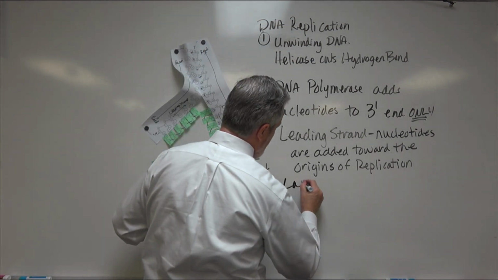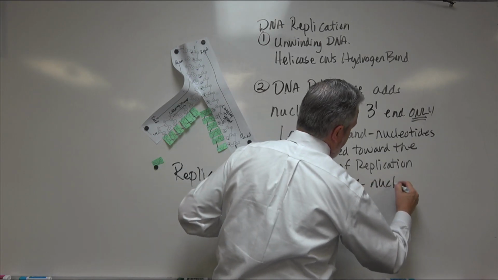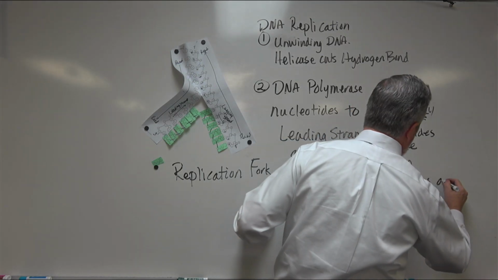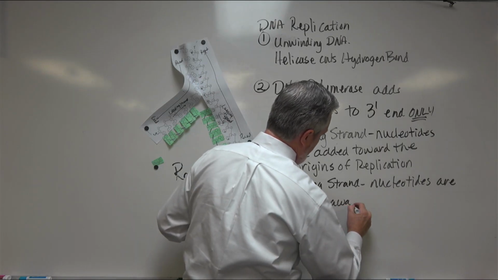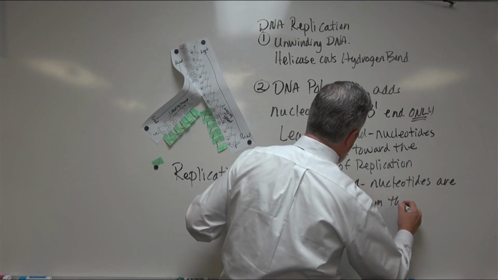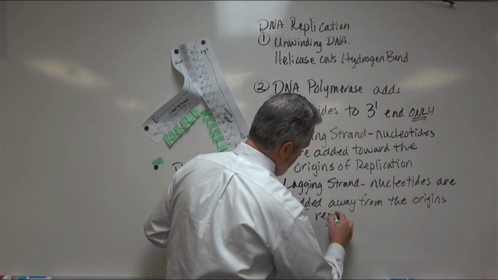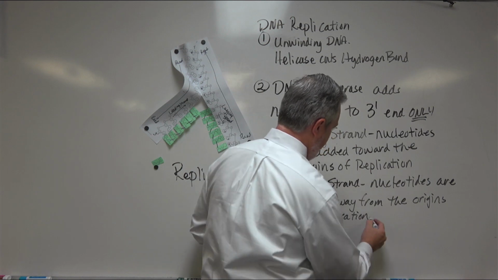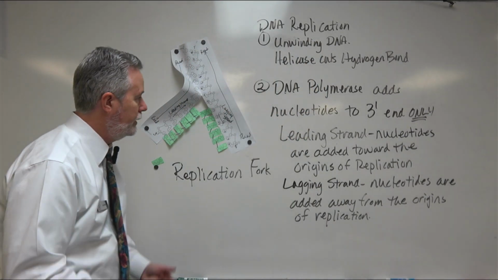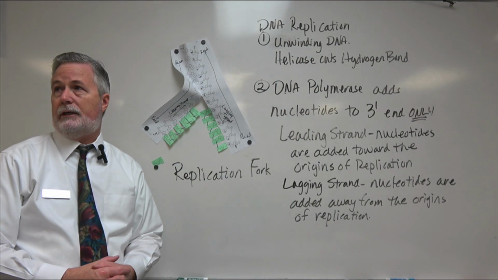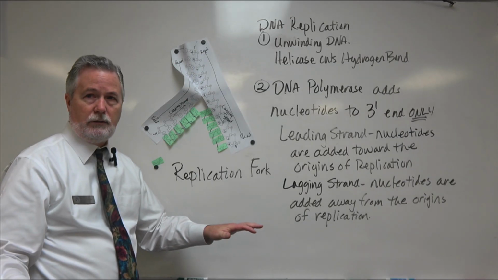So the lagging strand nucleotides are added away from the origin of replication. And again, there's pieces here, so don't panic. There's pieces here that once everything gets done here in just a minute, we'll go back over it one more time so you kind of understand what's going on. All right, everybody so far okay?